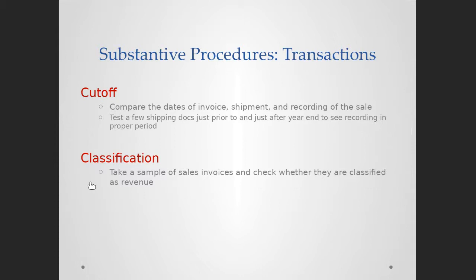Then you have the classification, which is to take a sample of sales invoices and check whether they're classified as revenue. And while you are checking this, you want to make sure that the accounts receivable is also recorded in the right place. So you would go to the general ledger. Let's go to the general ledger where the sales are recorded, right?